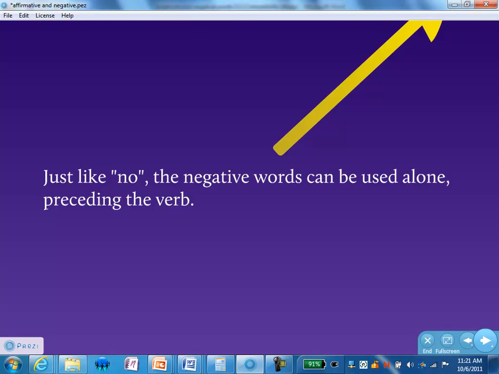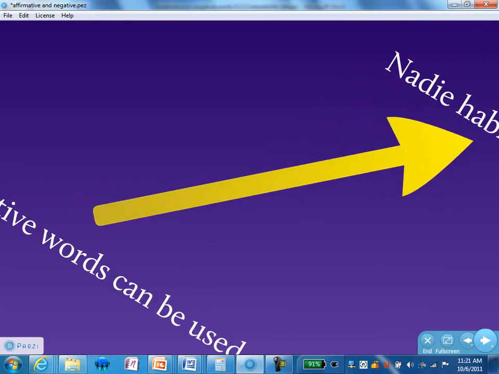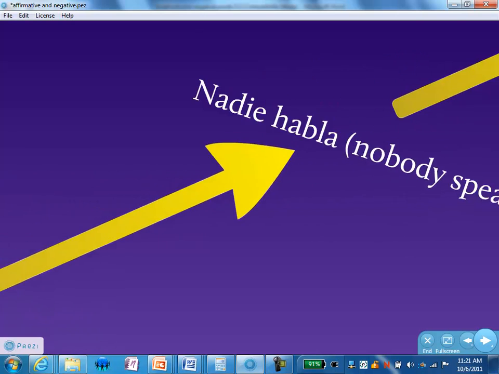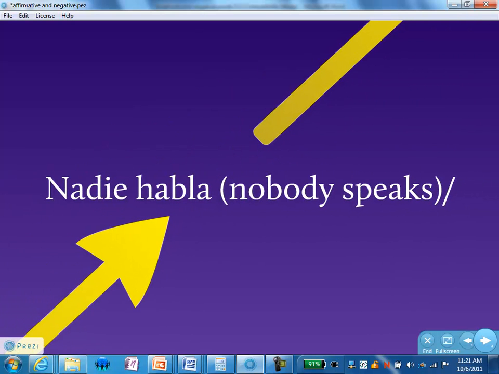So just like when you were putting the no in the statement, él es profesor, he is a teacher, to make it él no es profesor, he is not a teacher, you can still use these negative words in the same way to make these statements negative. So here's an example. If you want to say that no one speaks, you can say nadie habla. Nobody speaks. That statement is negative because we have the nadie there before the verb.